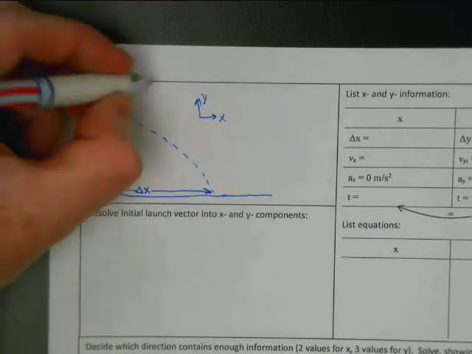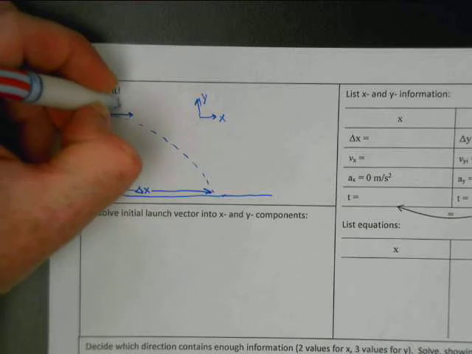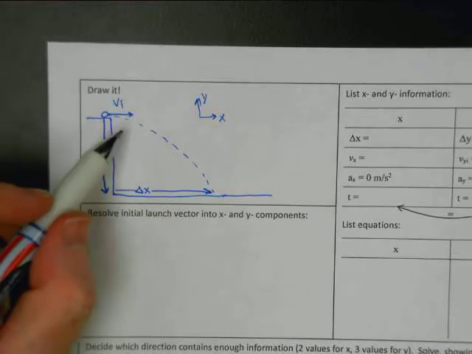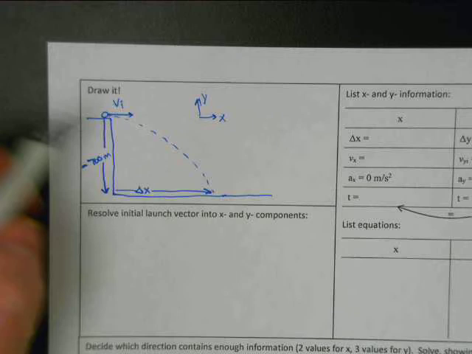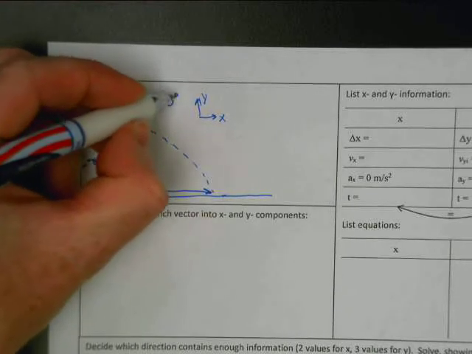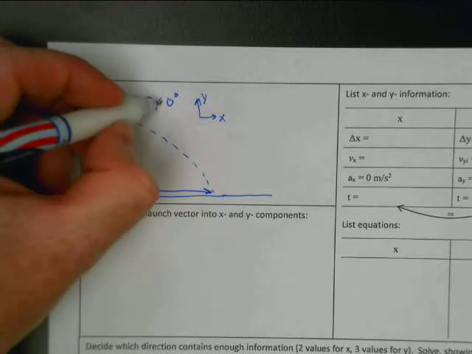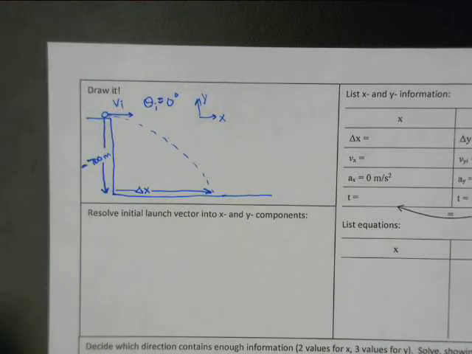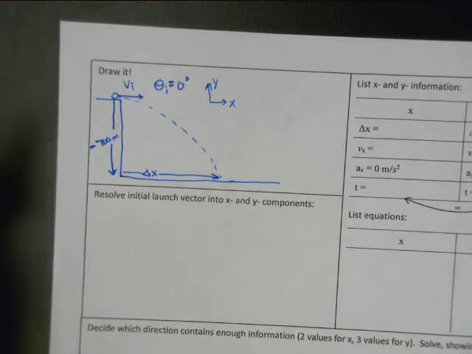Oh, and I could label that arrow right there. That's the initial velocity. For a horizontal launch, what's the launch angle? The initial launch angle is 0 degrees from positive x, right? That's an equal sign. Cool. That's pretty good for a sketch. That's sufficient, right?